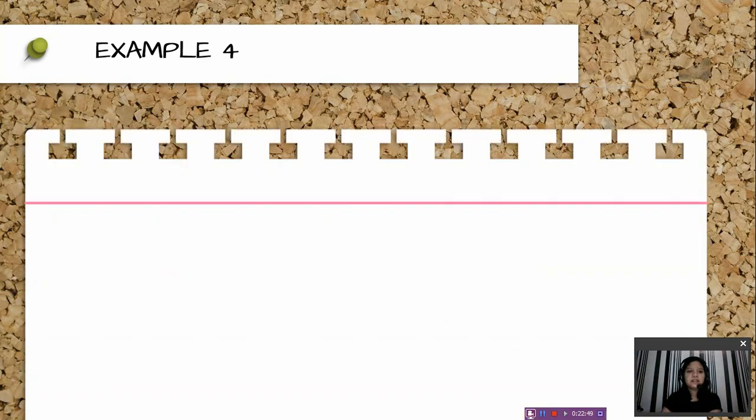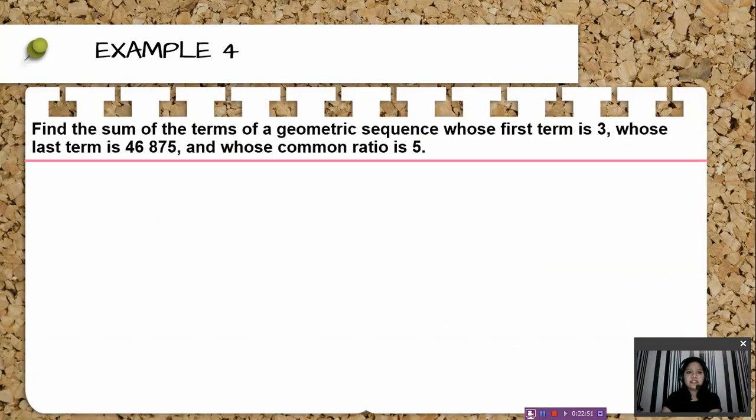For the next example, find the sum of the terms of a geometric sequence whose first term is 3 and whose last term is 46,875 and whose common ratio is 5. Now, let's identify the given from the problem, where a sub 1 or the first term is 3. Our r or the common ratio is 5. And our a sub n, the last term, is 46,875.